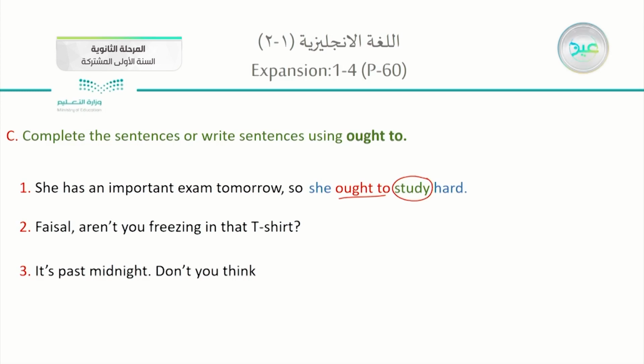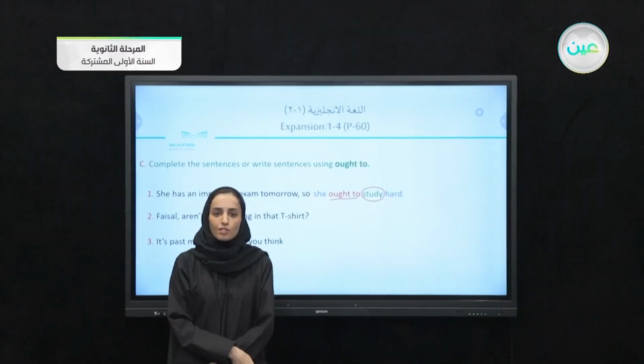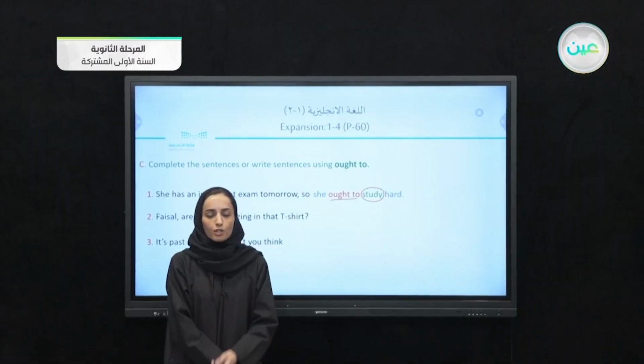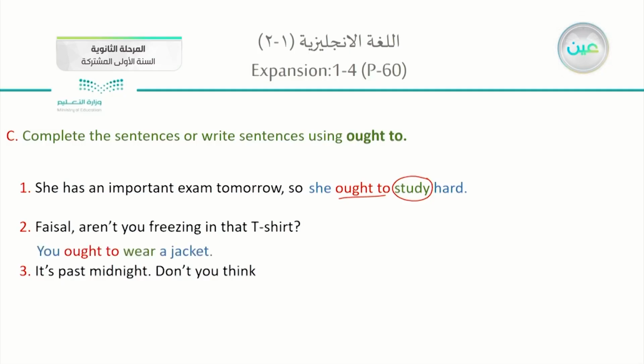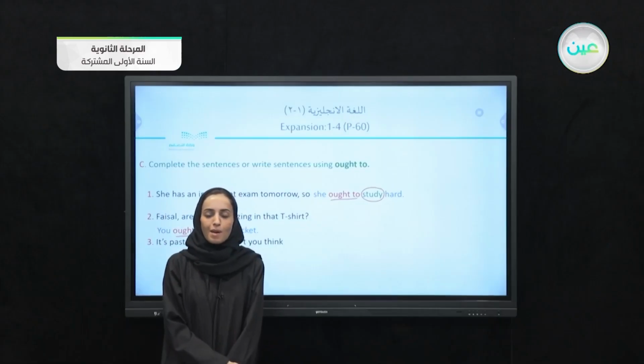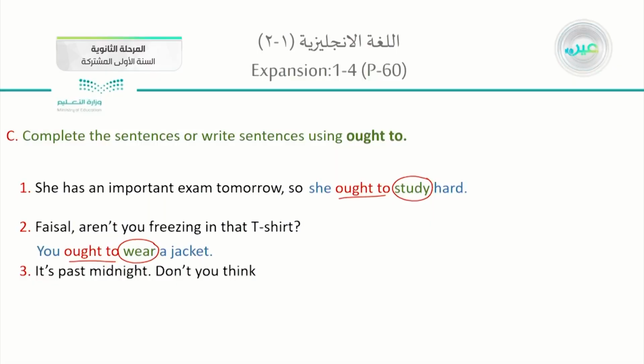Faisal, aren't you freezing in that t-shirt? It's very cold and he's wearing a short sleeve, thin t-shirt, aren't you? Then I will tell him that you ought to wear a jacket. They asked me to use ought to, now I will use wear a jacket. It's past midnight, don't you think? It is late at night, past midnight, don't you think? Ought to, you ought to go to bed. Ought to is the modal auxiliary and they will use go for the base form of the verb.